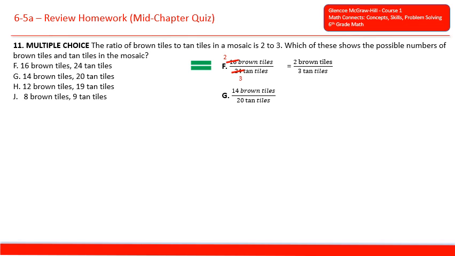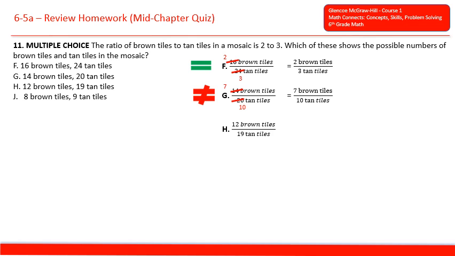G, we have 14 brown tiles and 20 tan tiles. Our greatest common factor here is 2. So if we divide 14 by 2, we get 7, and 20 by 2, we get 10, and that gives us a ratio of 7 brown tiles to 10 tan tiles. So that is not the ratio we are looking for.